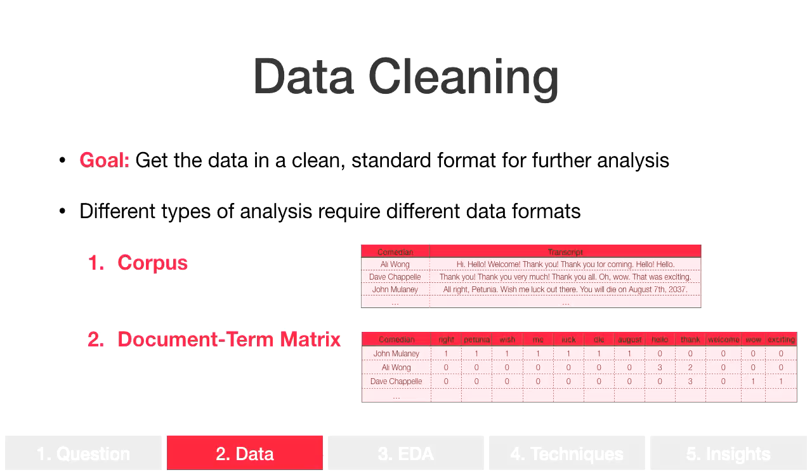Again, our goal at the beginning of this was to get our data in a clean standard format for analysis. And now you see that we've gotten it in two standard formats: just a general corpus with every comedian and the transcript, and also this document term matrix with all the documents, the terms, and all the word counts.